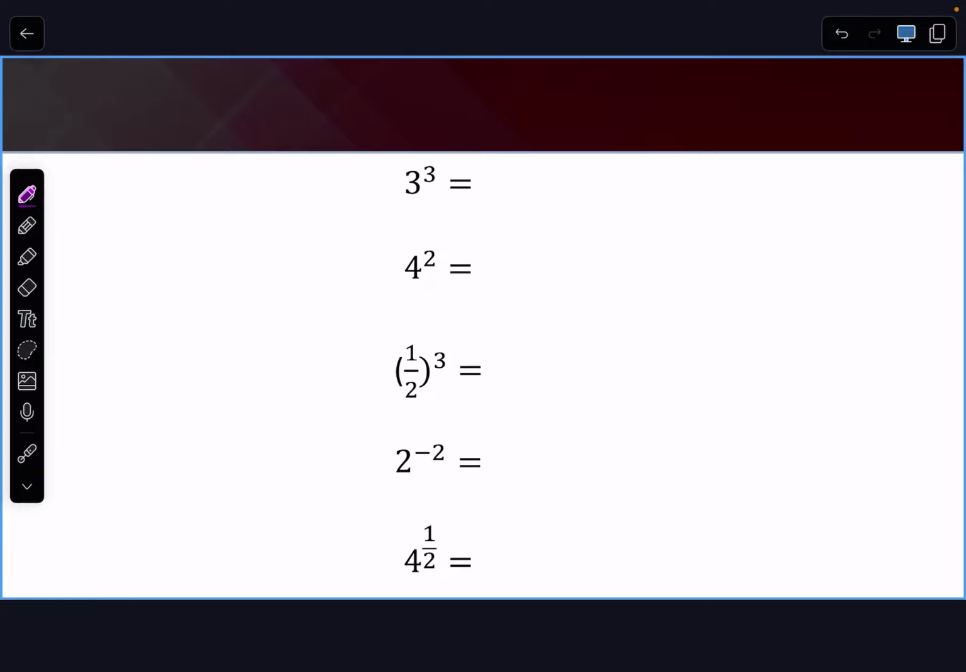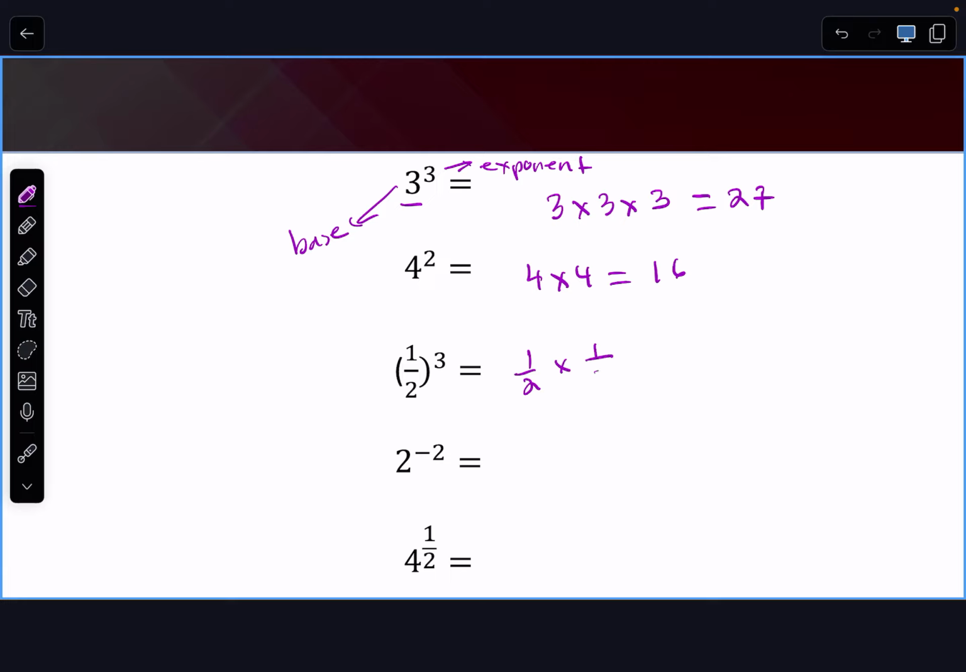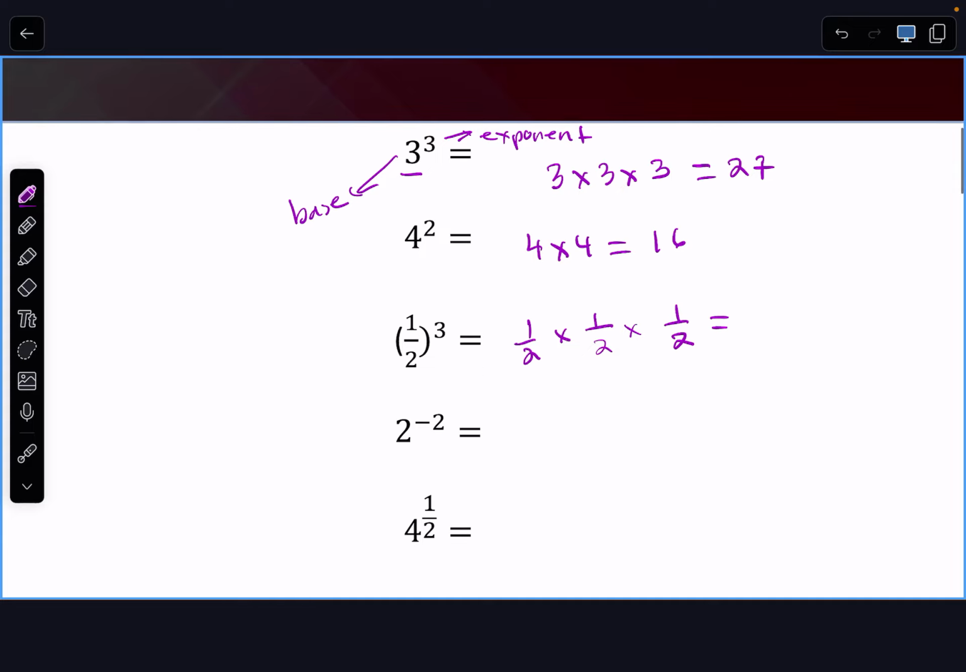So if I were you, I would try these on my own, but just to make sure you understand what an exponent does, this is your base, and this is your exponent. So this means 3 times 3 times 3, which is 27. This is 4 times 4, which is 16. This is a half times a half times a half. When you multiply fractions, you multiply across. So you're going to get 1 over 8.